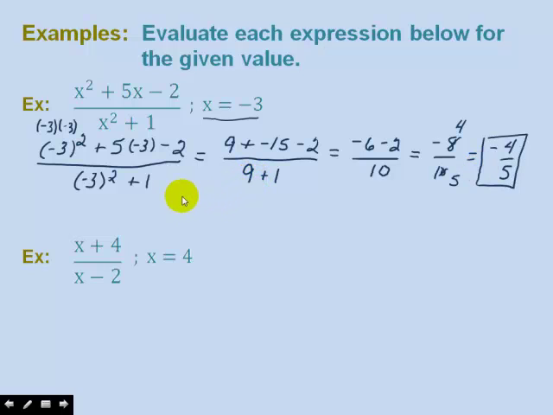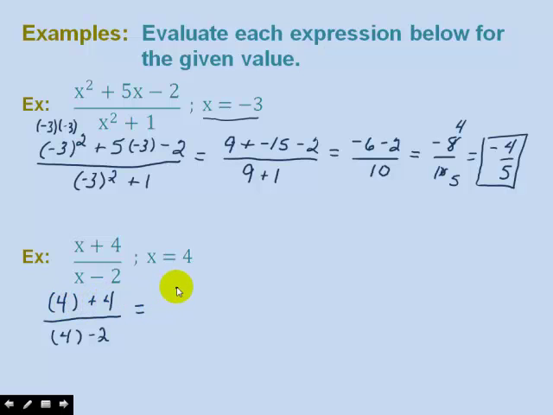Let's do one more. In this one, our expression is x plus 4 over x minus 2. So again, I'm rewriting this using the parentheses. And now I can put in my replacement value of 4. And even though in this case it doesn't really make a difference to have this in parentheses, it's just a good habit to get into. That way you don't get confused by having a problem where you do have a negative replacement value.